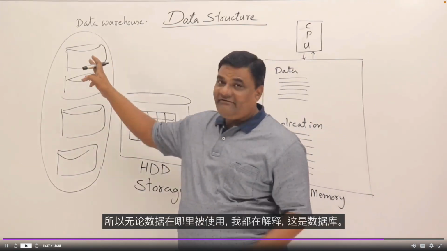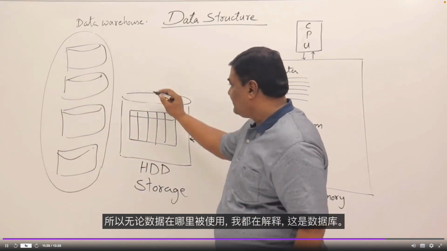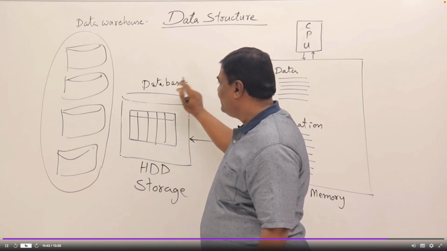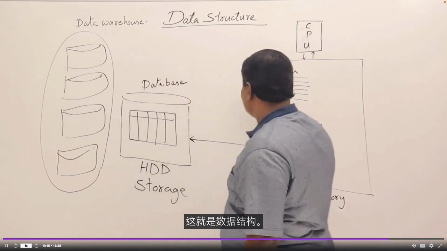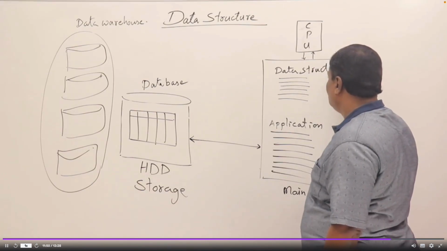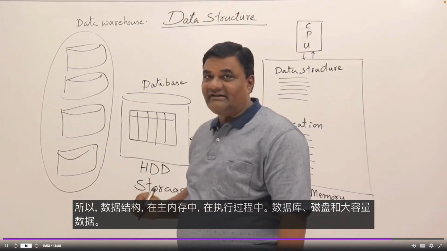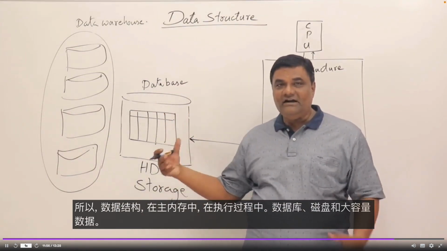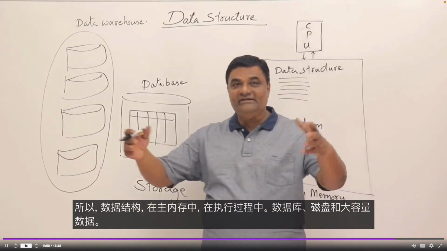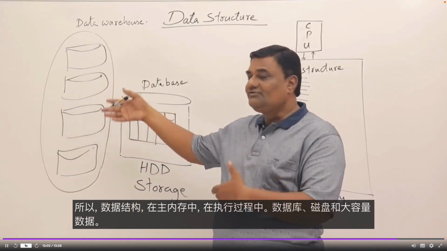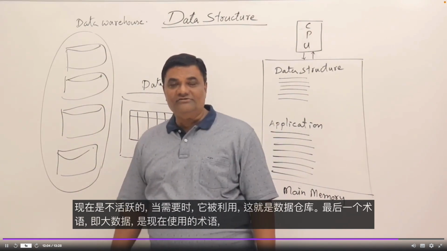So wherever data is used, I'm explaining about that. See, this is database, right? This is data structure. So data structure is inside the main memory during the execution. Database is on the disk, large size data. And the huge size data which is inactive now, and when required it is utilized, that is data warehouse.